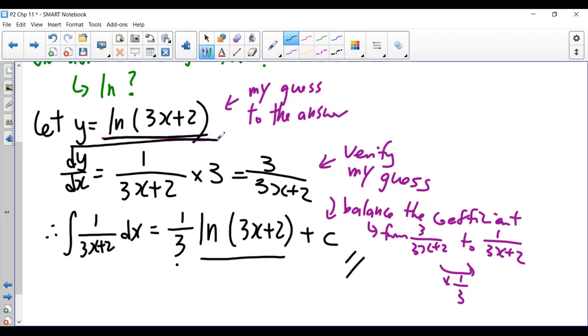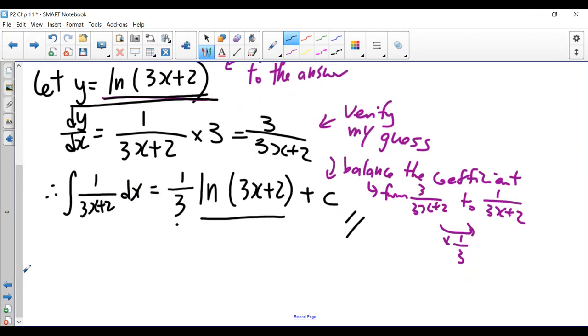The first step, y equals ln 3x plus 2, because that's the guess. Obviously, you have to guess it right. And guessing it right comes by experience, also by practice. So, 1 over 3 and then ln 3x plus 2. We can try to differentiate this. This is not required, but let's try differentiating it.